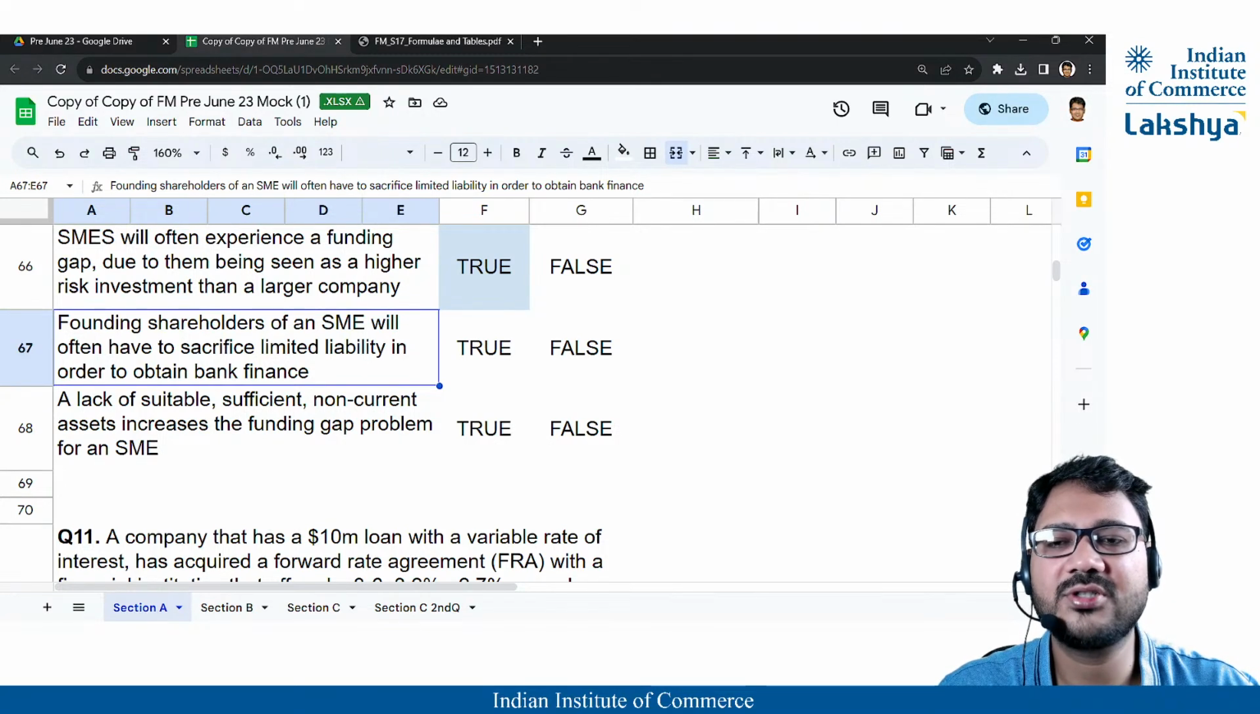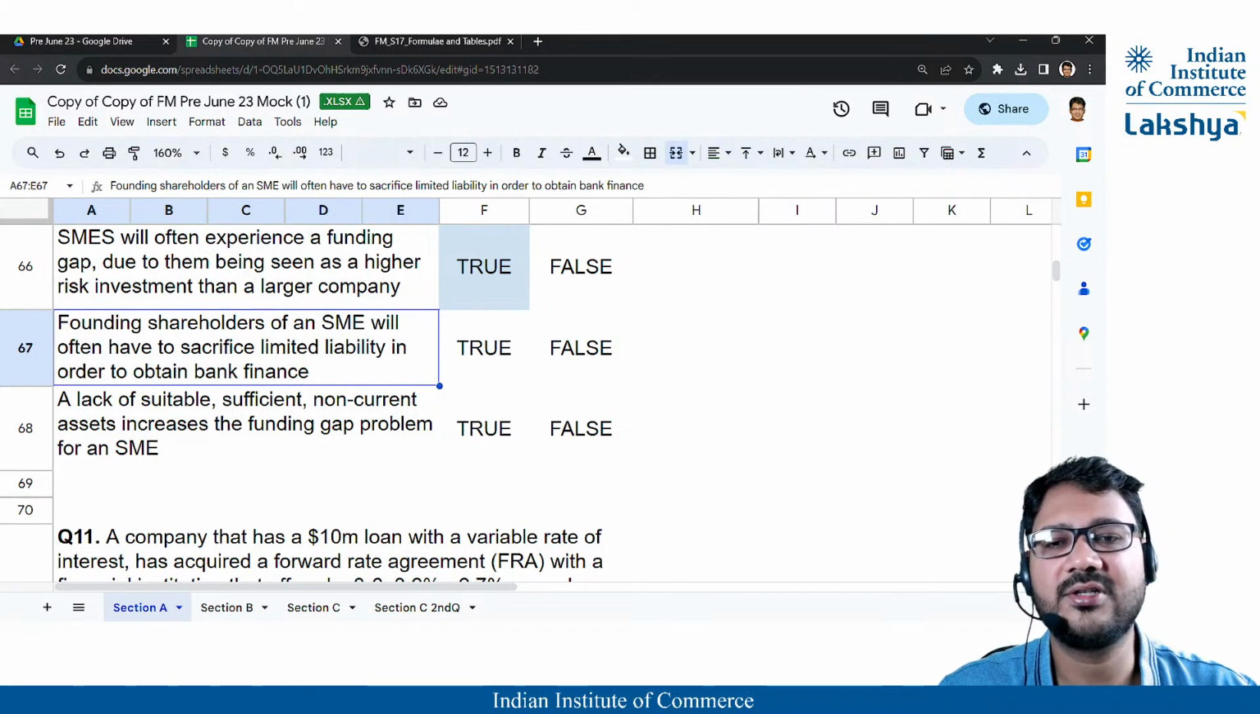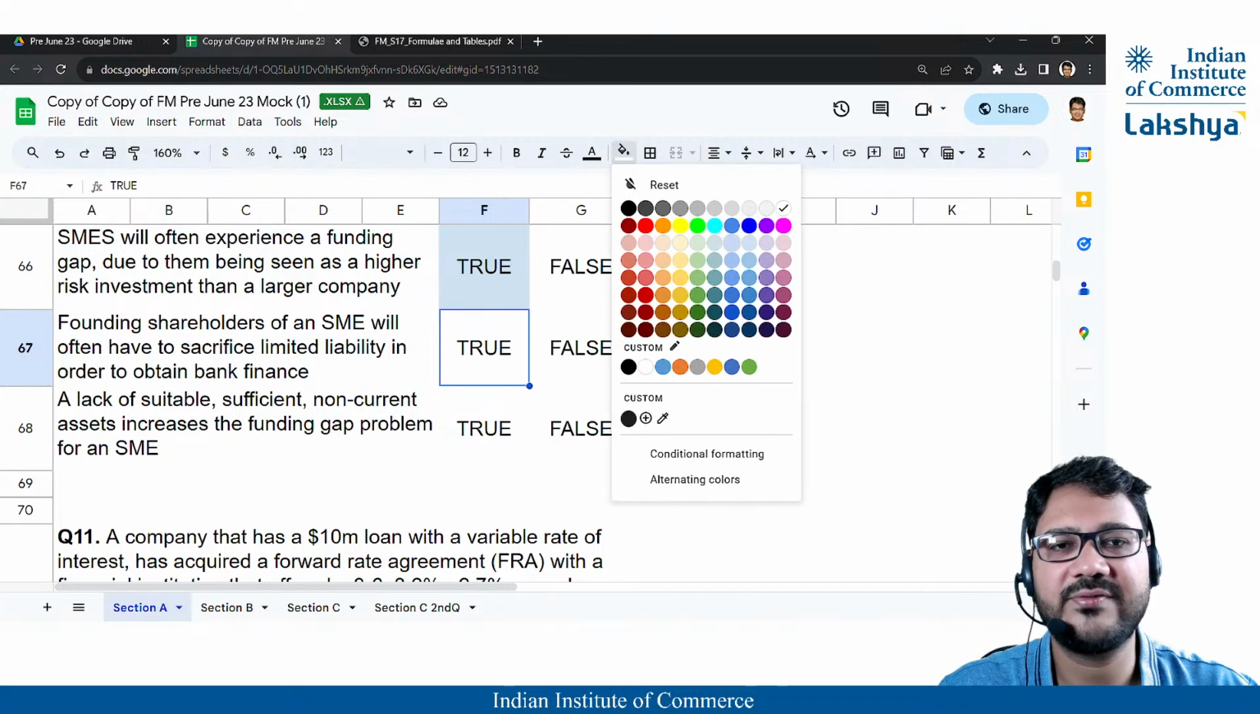Why? Because for the bank to give a loan, they need certain assets. Since it's an SME, it may not have that many assets. So the promoter will have to give their personal assets as security and take a loan. So this is correct. They will have to sacrifice that.